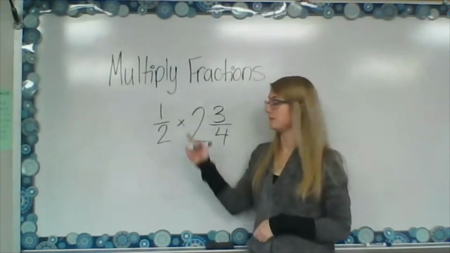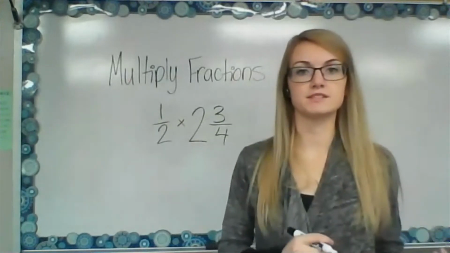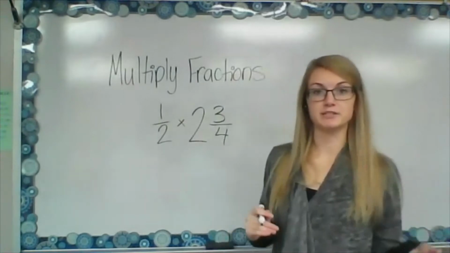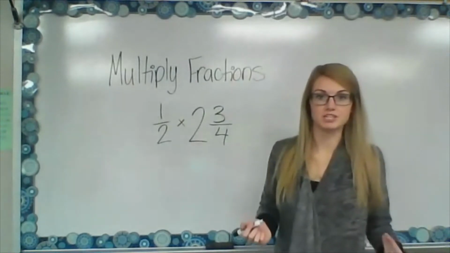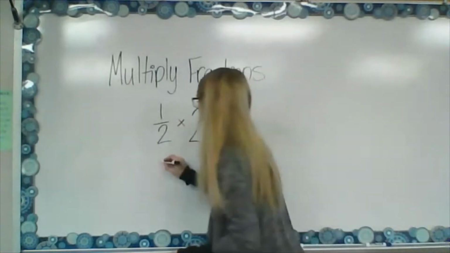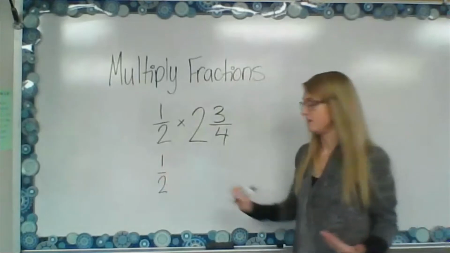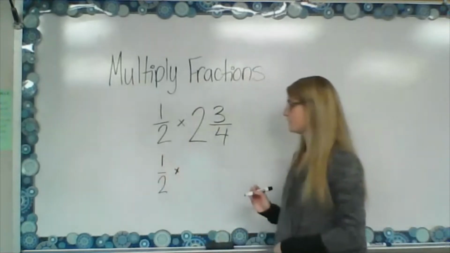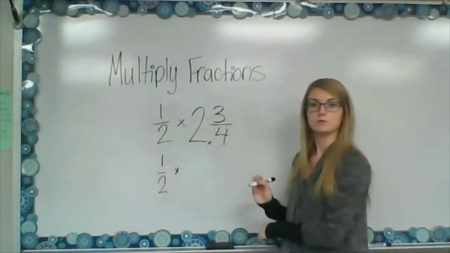Okay, so my next example includes a mixed number. So what if we're multiplying 1/2 times 2 3/4? Well, the very first thing we're going to do is take this mixed number and just turn it into an improper fraction. Okay, so I'm going to keep 1/2 the same. So it's going to look just the same. And then, remember how to do this? We take 4 times 2, which is 8.